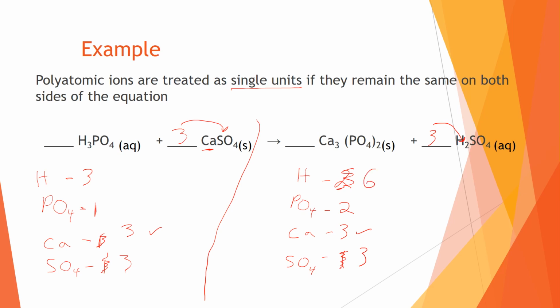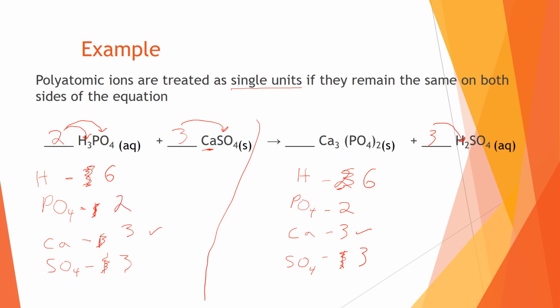So now let's go over here. Okay, what if I put a 2 here? So that 2 is going to apply to my hydrogens. So 2 times 3, now I have 6 over here. And this 2 is going to apply to my PO4s. So I only had 1 PO4 in this acid here. Okay, so now that's going to change this to 2 PO4s.